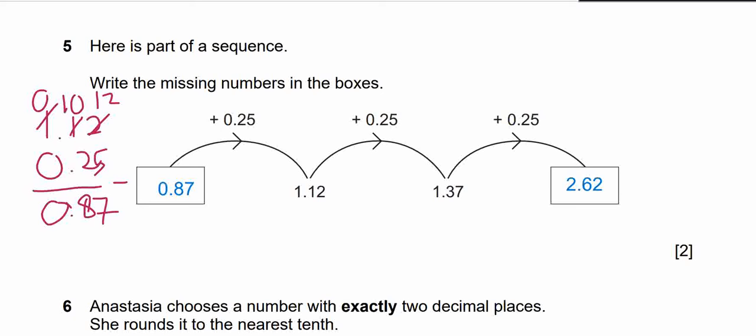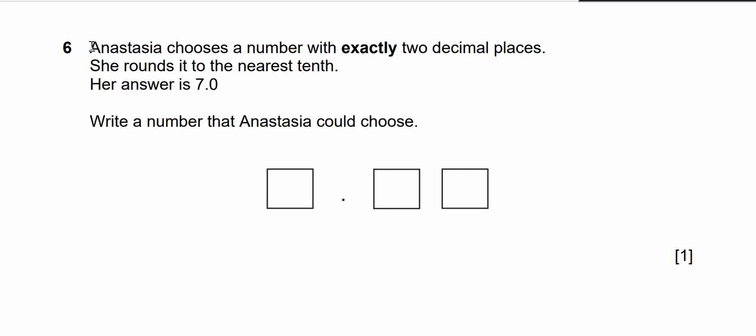Alright, let's move on to question 6. Question 6 says, Anastasia chooses a number with exactly 2 decimal places. She rounds it to the nearest 10. Her answer is 7.0. Write a number that Anastasia could choose. 10 seconds.